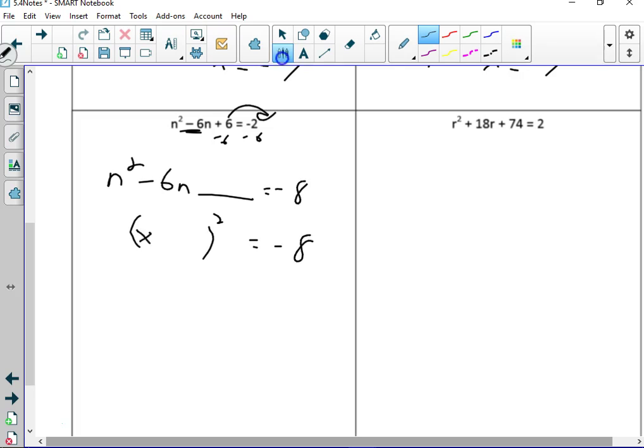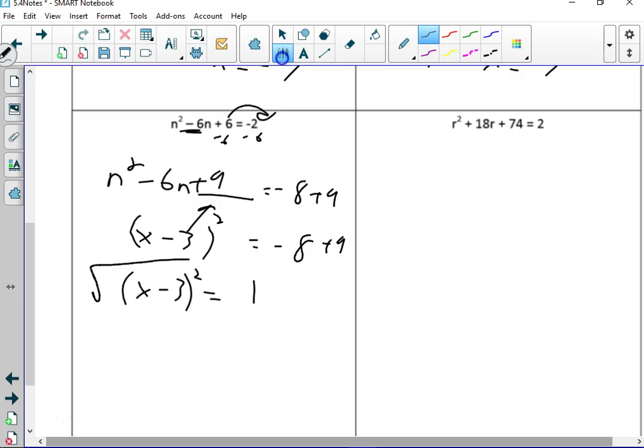We're going to write a simple binomial. What's half of negative 6? Negative 3. So we write negative 3 this time. The previous three examples have all been positive. This one's negative, so it's negative. But when we square a negative, we still get a positive number, right? 3 squared is 9. Plus 9, plus 9. So we end up with x minus 3 squared equals 1. 9 minus 8 is 1.